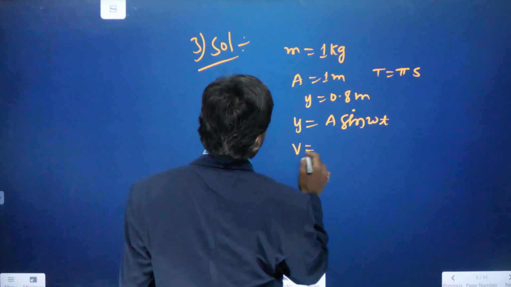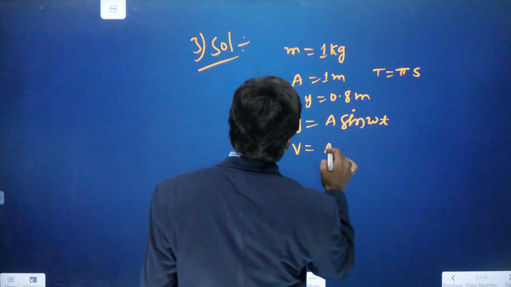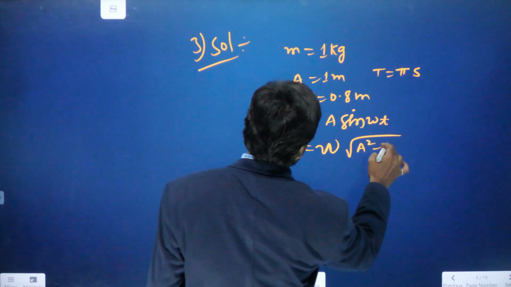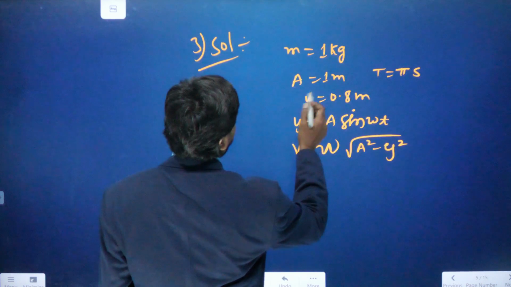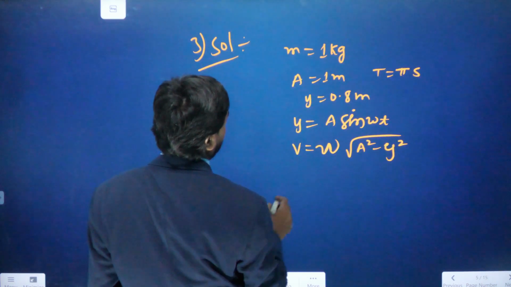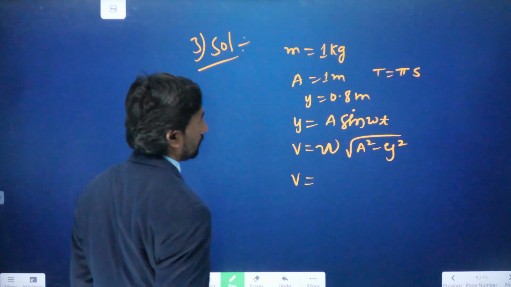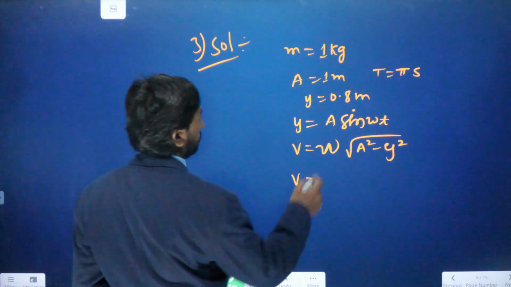What can we write for v? V is equal to omega into the square root of a square minus y square. The amplitude and the time period are given. Then how much do we get for v? So we should find out the omega value first. How do we find the omega value?